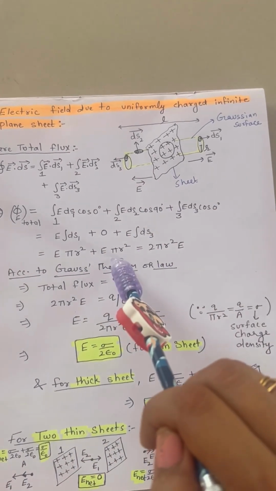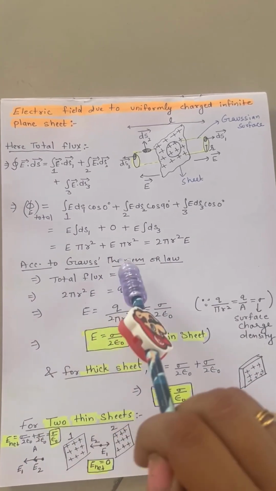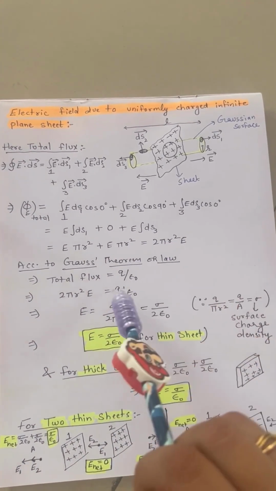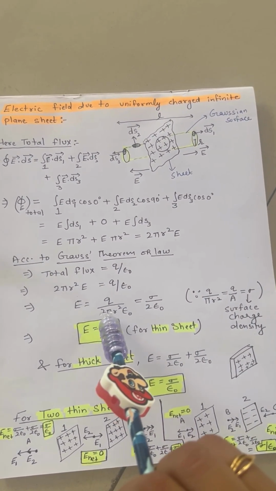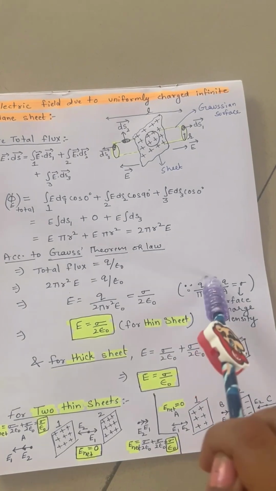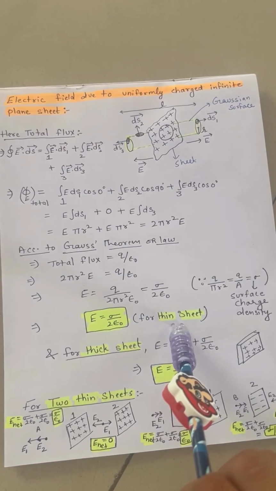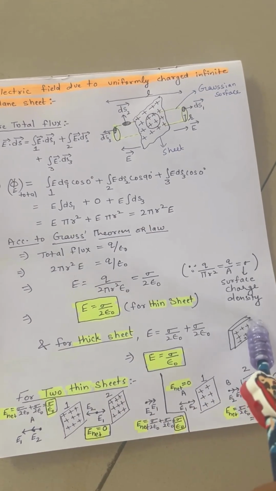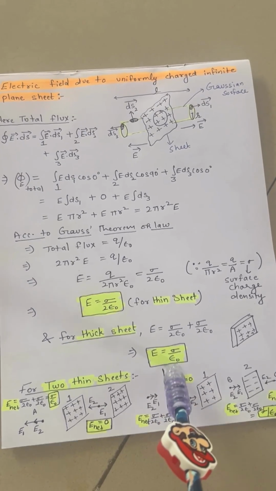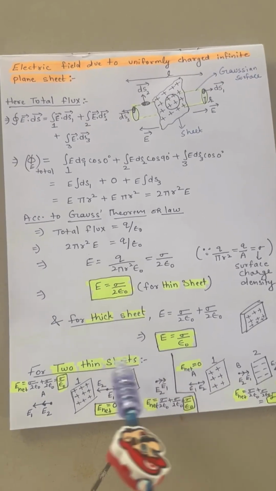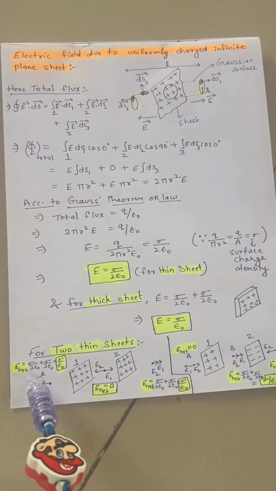Then by applying Gauss theorem, the total flux is equal to q by epsilon naught. We will reach the formula of electric field due to this sheet, that is q upon 2πr² epsilon naught, where we put the value of surface charge density, and the final formula is sigma upon 2 epsilon naught. That is for a thin sheet, and for a thick sheet two values will be added and the formula will be sigma upon epsilon naught.